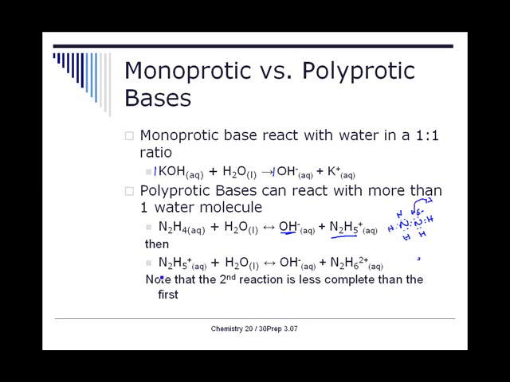And so, to a lesser extent, we can react our N2H5 with another water molecule, and when we do, we get N2H6. Notice the charge goes up by 1 on our cation, and we end up with another hydroxide. So we get 2 hydroxides. So it's a greater than 1-to-1 ratio. Notice the second reaction is less complete than the first. So it wouldn't be quite a 2-to-1 ratio because not every single one of those N2H5 pluses is going to react with water. So a polyprotic base can react with more than 1 water molecule.